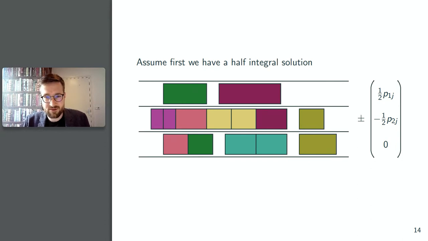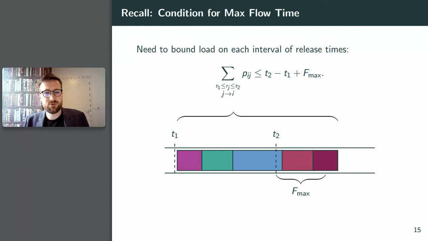So this already looks familiar. We are supposed to find a sign for this vector, so that looks a lot like discrepancy. So let's just quickly recall what we need for minimizing the maximum flow time. Well, we had these constraints for every interval of time, and we looked at all jobs that are released in this interval, and we require some upper bound on the total processing time of these jobs. So if we increase this bound, then the maximum flow time increases by the same.